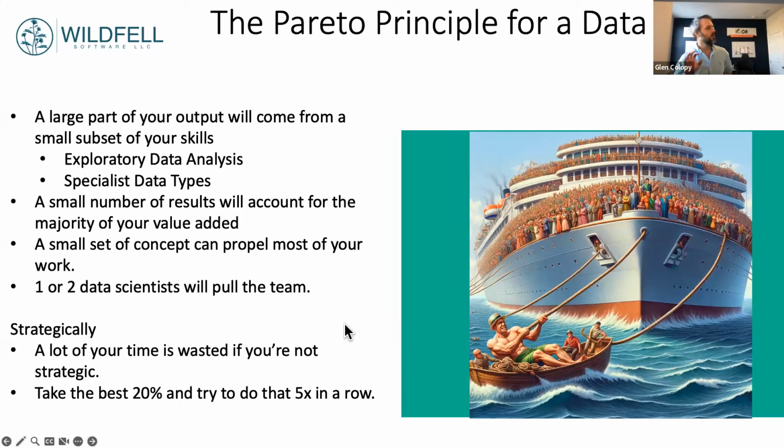And so strategically, what this means is that a lot of your time is wasted if you aren't good at prioritizing how to spend it. So what you should probably try to do is take that best 20% and do it 5 times in a row. Now, of course, that's hard. And even if you succeed at that, it means that then that 100% of your time, even within that, 80% of that new value would then be done in 20% of that work. So even the tail end of the tail end of this added value seems to persist.